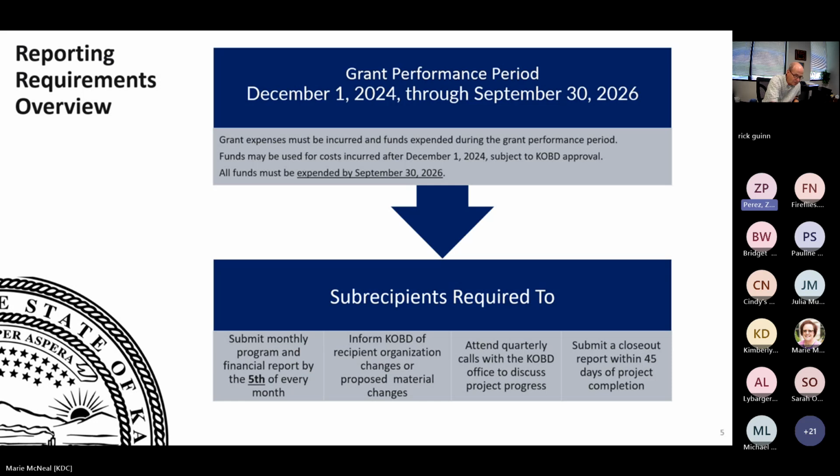The period of performance for this specific grant is from December 1st, 2024 through September 30th of 2026. That means that all funds must be expended by September 30th of 2026. You can go to the next slide, Marie.